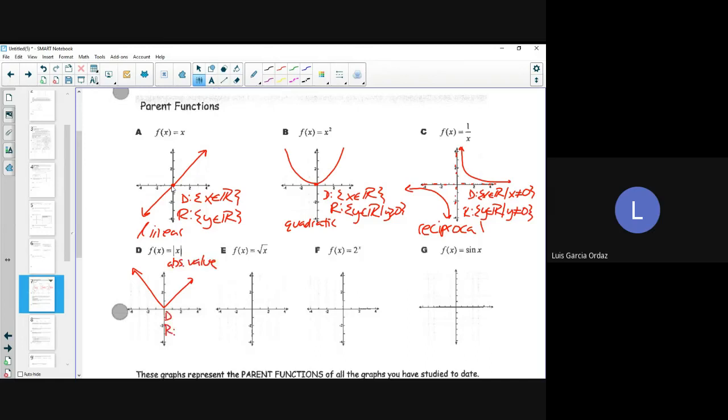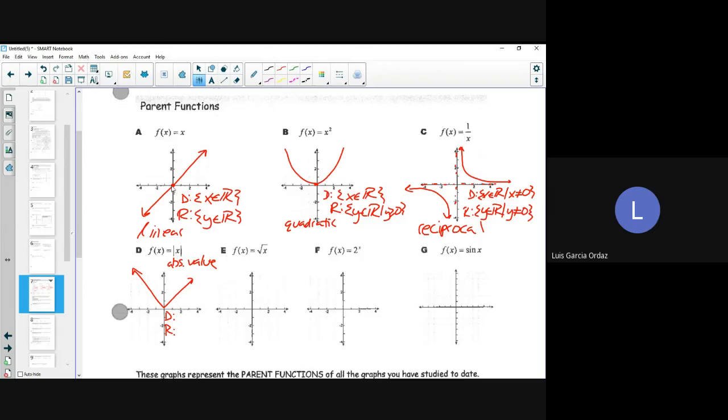Wait, sir, quick question. Yeah. So for the absolute value, it can be in the negative axis as long as there is a reflection in the x-axis. Okay, so if there's a negative in front of the x over here, then it can go down to the negatives. All right. Okay.